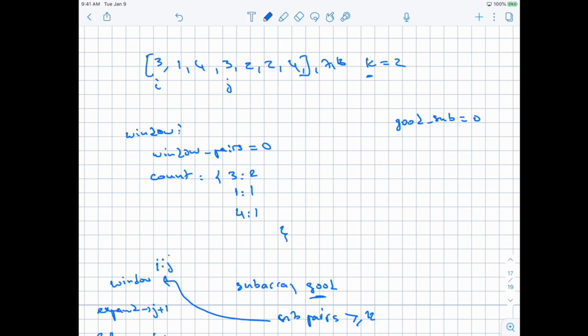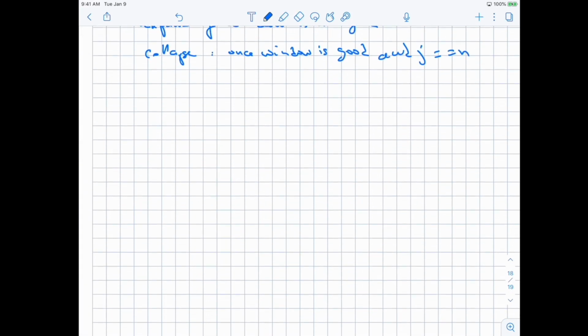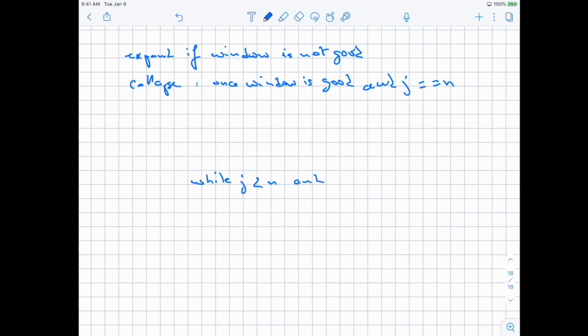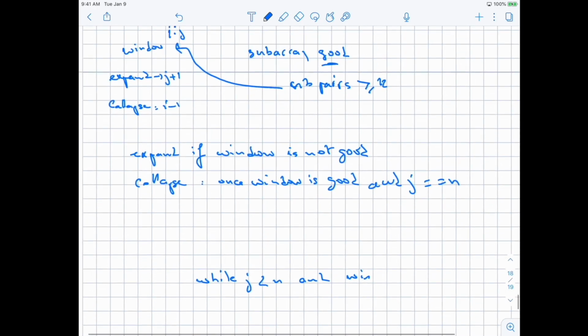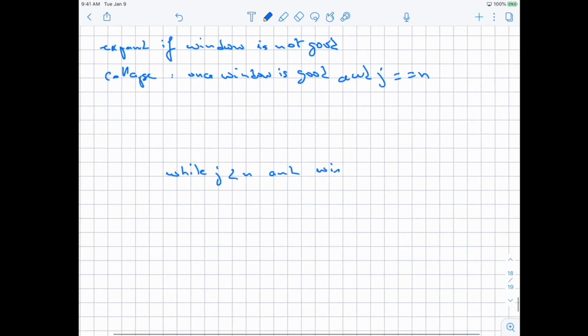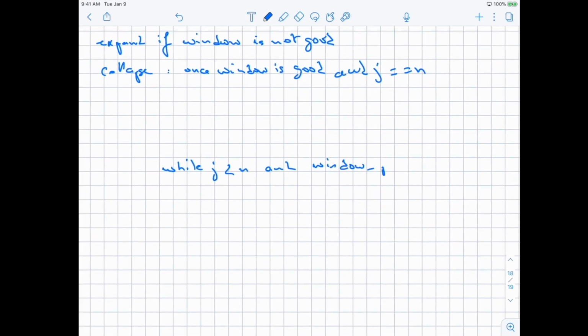So we have a valid pair now, so we want to increment this, okay? Basically, what this tells us, I'll just write the pseudocode here, is that while J is smaller than N and the window is not good yet, we keep going. When is a window good? It's when the number of window pairs is bigger or equal to K. While it's smaller than K, it's not good yet, so we want to keep advancing J. That's what we said earlier.